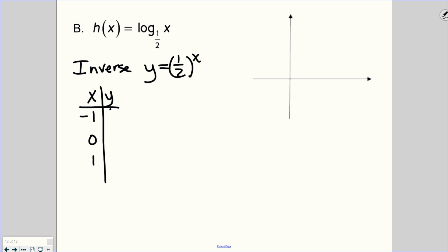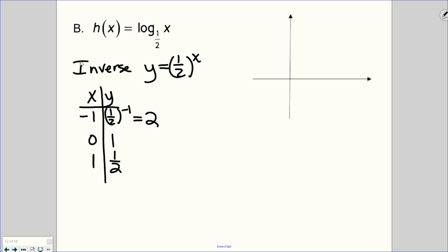So if we plug in -1, we're going to have 1/2 to the -1. Well, raising to the -1 means flip over what's inside and raise it to the first. So that gives me 2. If I put in 0, 1/2 to the 0 is 1. Anything raised to the 0, except 0 to the 0, is 1. So that's always going to be the case. And you're always going to have the point 1 and then the base, 1/2.